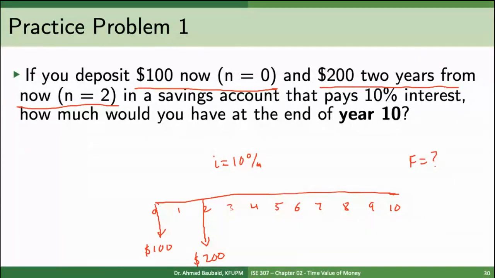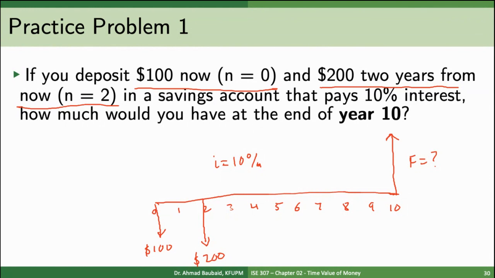Now, what is F representing? If you think about it, it's actually the money that you're going to withdraw at the end of the 10th year. And so if I were to sketch an arrow for F, which way do you think the arrow should go? Up. Exactly. And so that's the cash flow diagram.